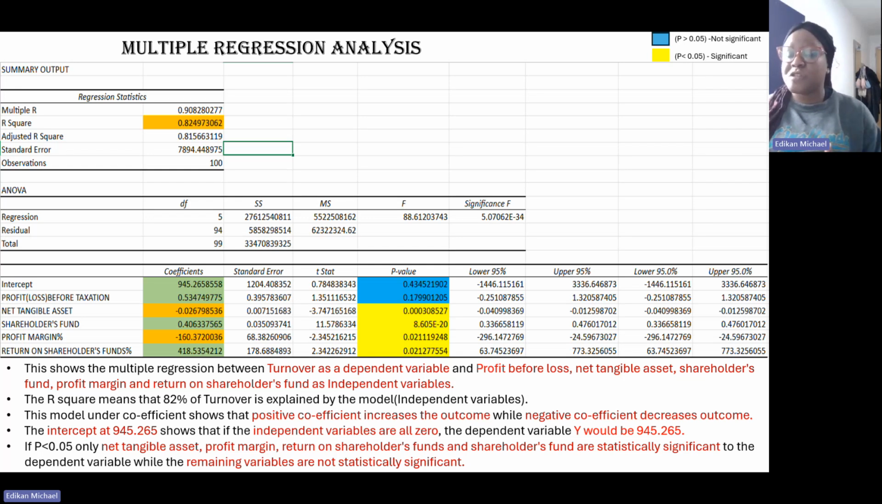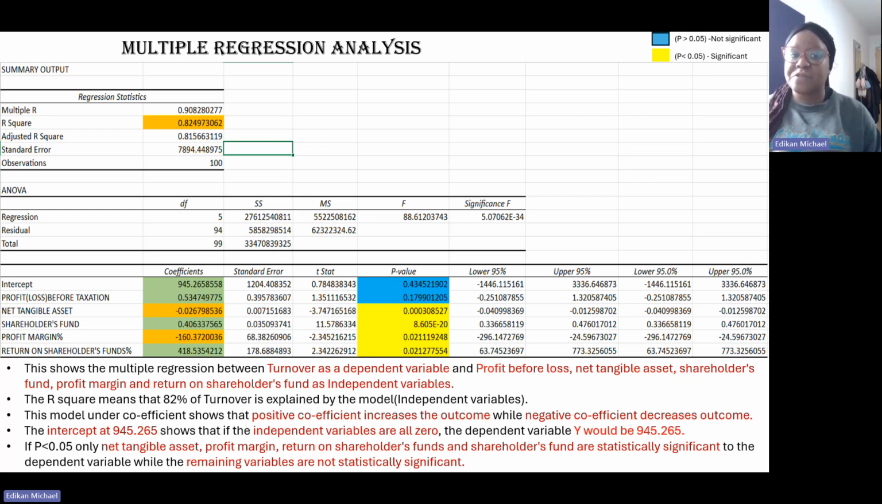A positive coefficient means that my dependent variable would increase, while a negative coefficient means that my dependent variable will reduce. A good example is the coefficient for profit before taxation, which has a positive number at 0.534. This shows that if 1 unit is added to my independent variable, that's profit before taxation, my dependent variable, which is turnover, would increase by 0.534.